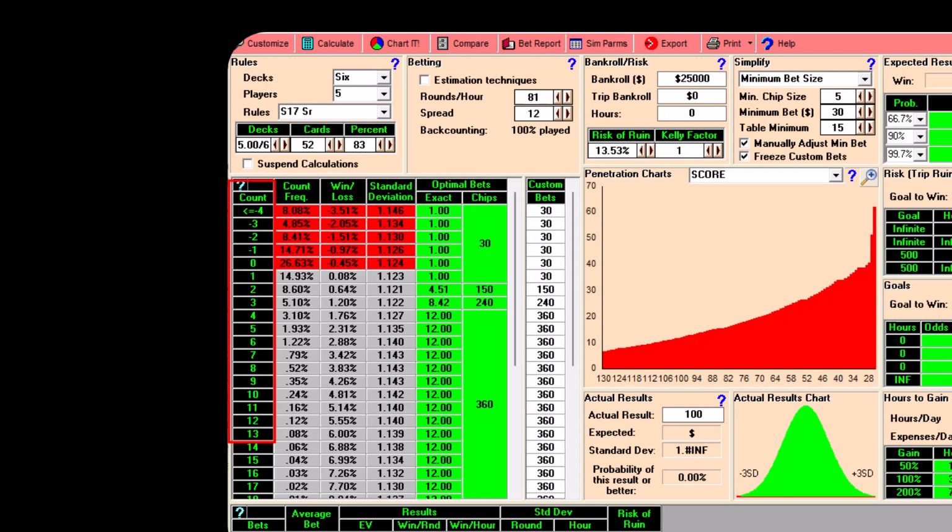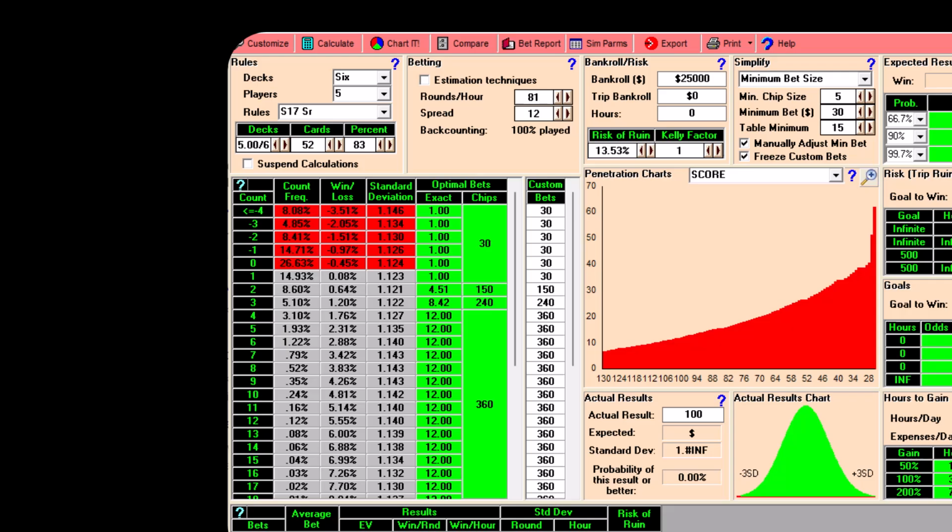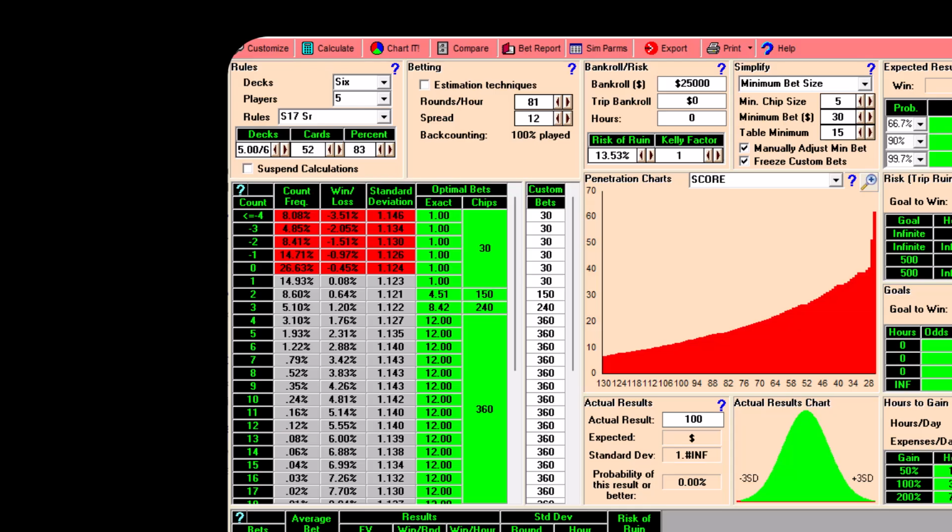All right, let's look at column 1 of the count table. Column 1 is the count column. This is your true count. So the row marked 2 means what happens when my true count is +2. The row marked 3 means true count +3, and so forth. The first row, less than or equal to -4, combines very negative counts into one bucket.